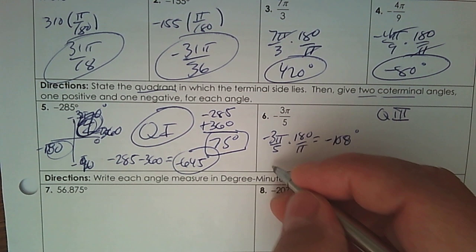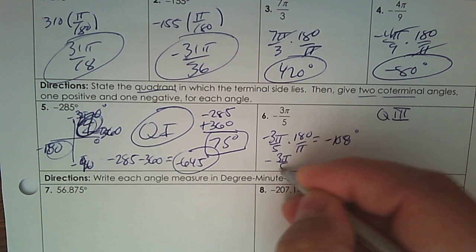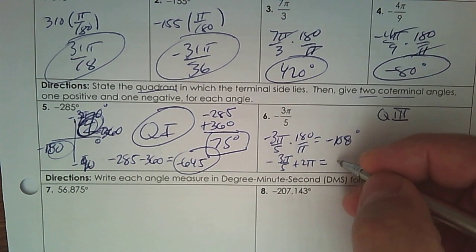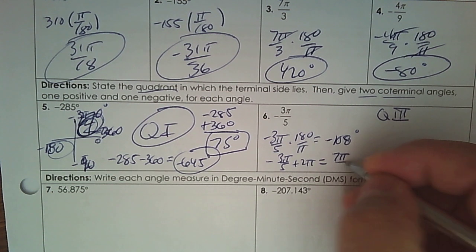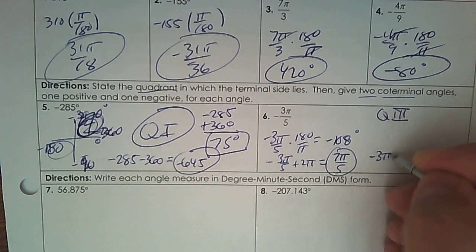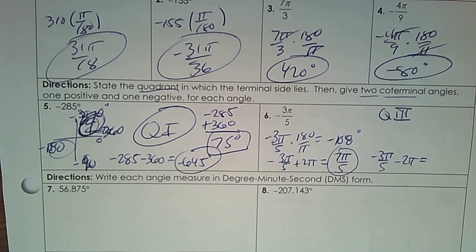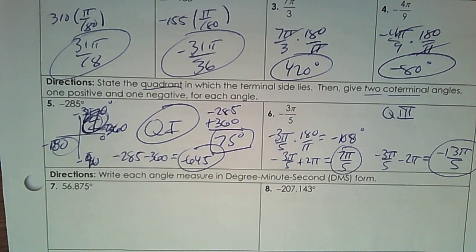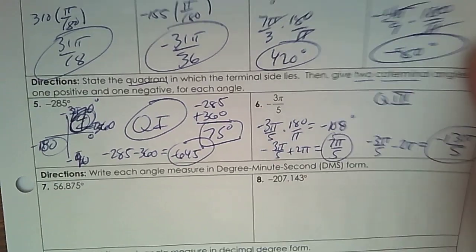Next, for coterminal, we're going to keep it in radians. So I'm going to go negative 3 pi over 5 plus 2 pi. I'm just going to let the calculator do the work. So that's coterminal using radians. So one answer would be 7 pi over 5. And then the second one is I would subtract 2 pi. So 2 pi is the same as 360, just in radians. So negative 3 pi over 5, subtract 2 pi. And I get negative 13 pi over 5. Again, coterminal.